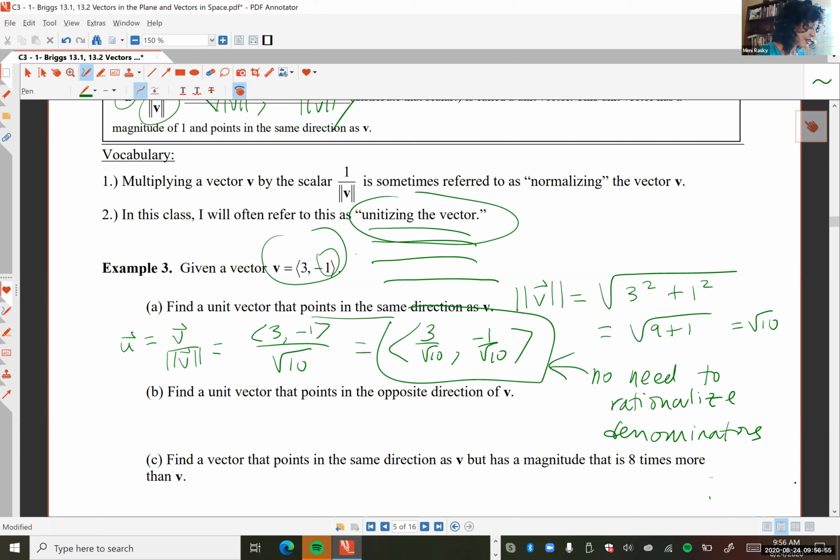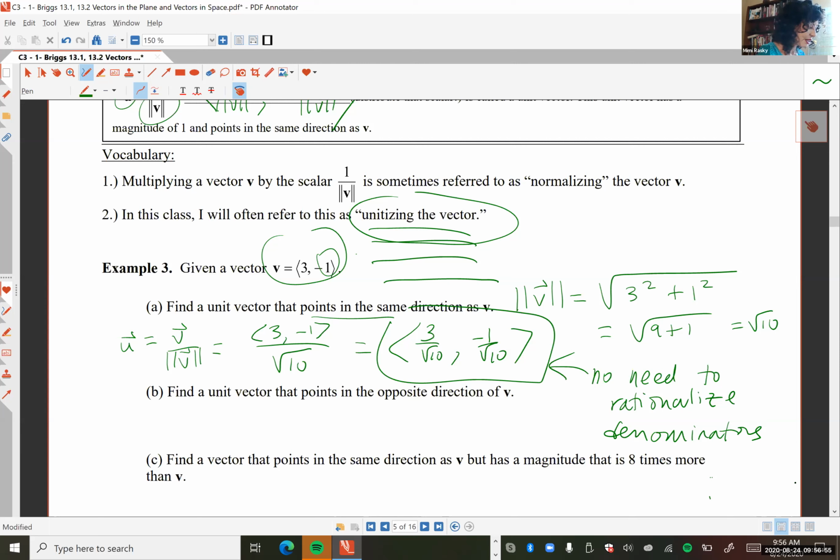What about finding a unit vector that points in the opposite direction? No problem. It'll just be negative u. So you'll just take the opposite in sign for the components. There you go. Now, these last couple problems are really hard because a lot of times I won't give you the intermediate step already done.